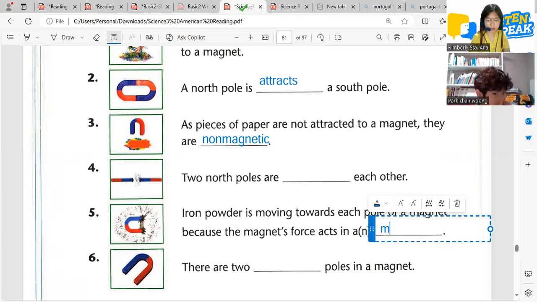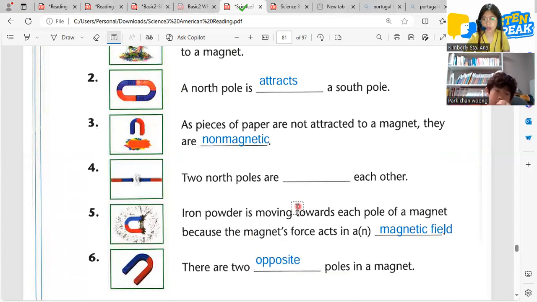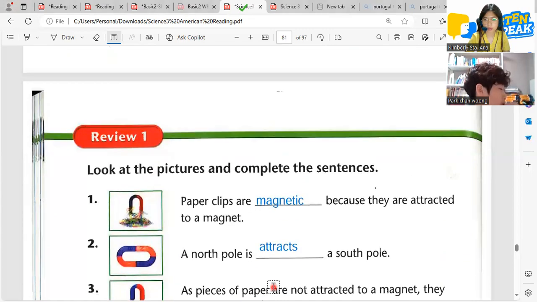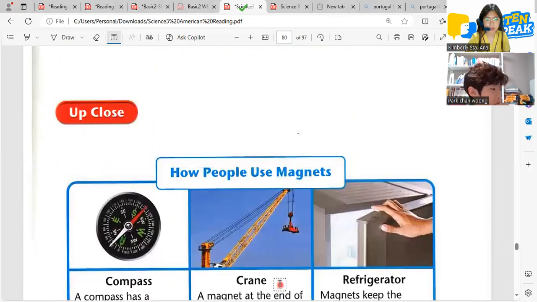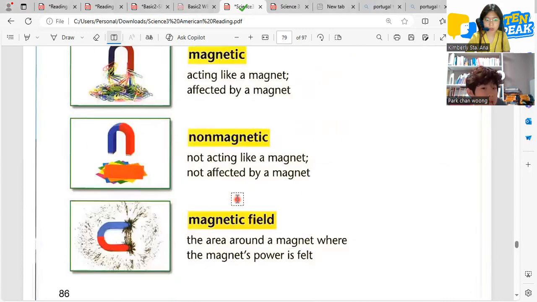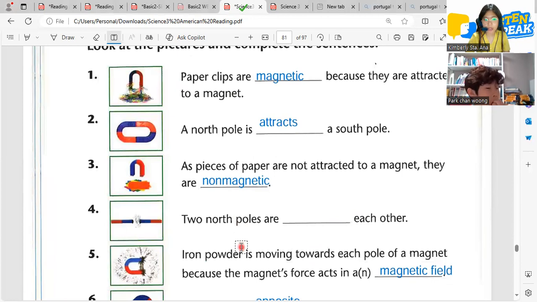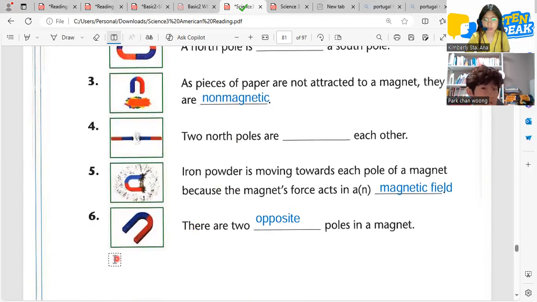Two North Poles are... obstacles in a magnet. Oh, so what's the missing word? I don't know. You can go back and look at it. I think repel, but it doesn't fit the sentence.